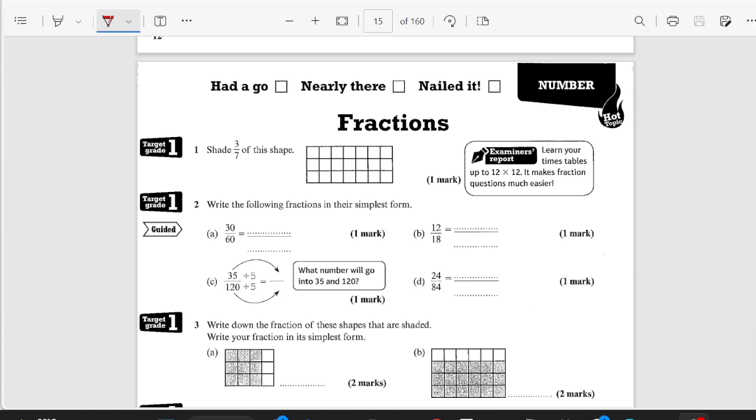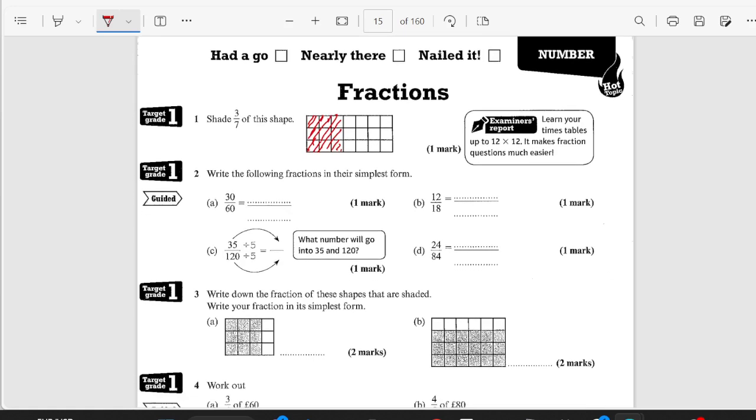Rather than looking at number of squares, what I'm going to look at is I'm going to count these in terms of rows. So we've got 1, 2, 3, 4, 5, 6, 7, actually columns. So if I look at them as 7 columns, if I want to shade 3 out of 7, I just need to shade in any 3 of those. So that would be absolutely fine for that.